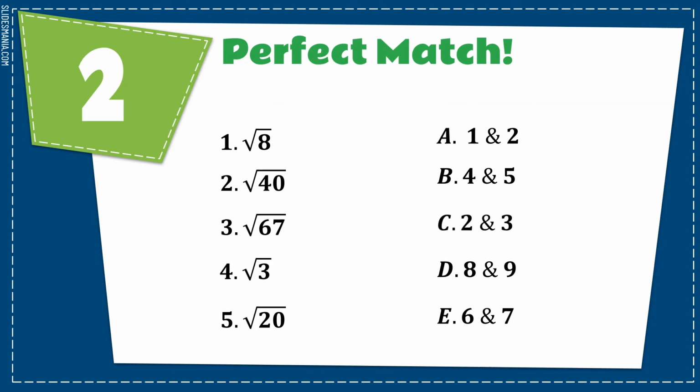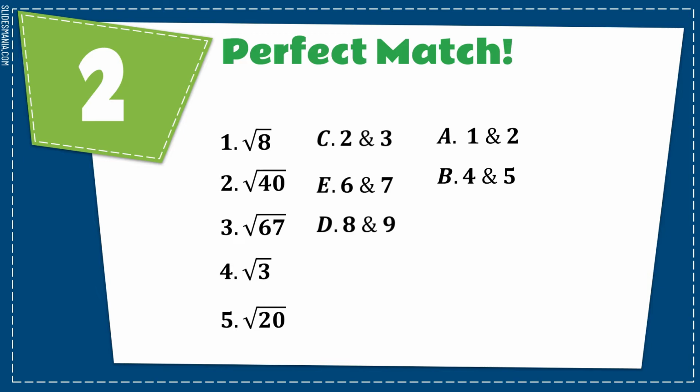Time's up. For square root of 8, it is located between 2 and 3, so the answer is C. For number 2, the answer is E, 6 and 7. 3, the answer is D, 8 and 9. 4 is A, 1 and 2. And for number 5, we have letter B, which is 4 and 5.